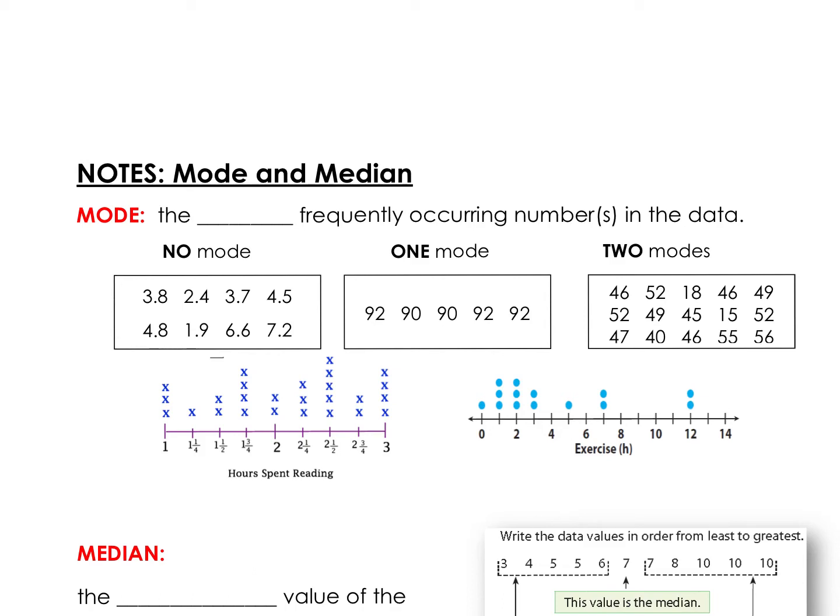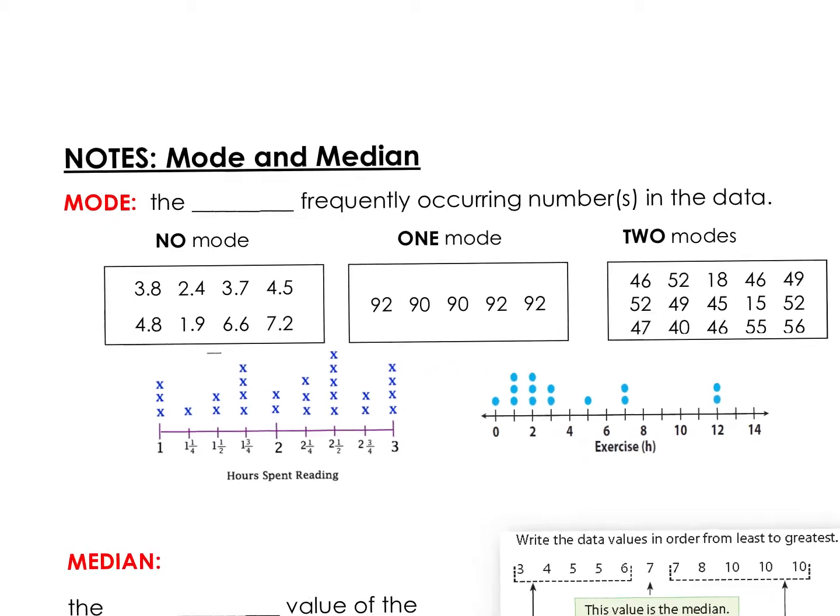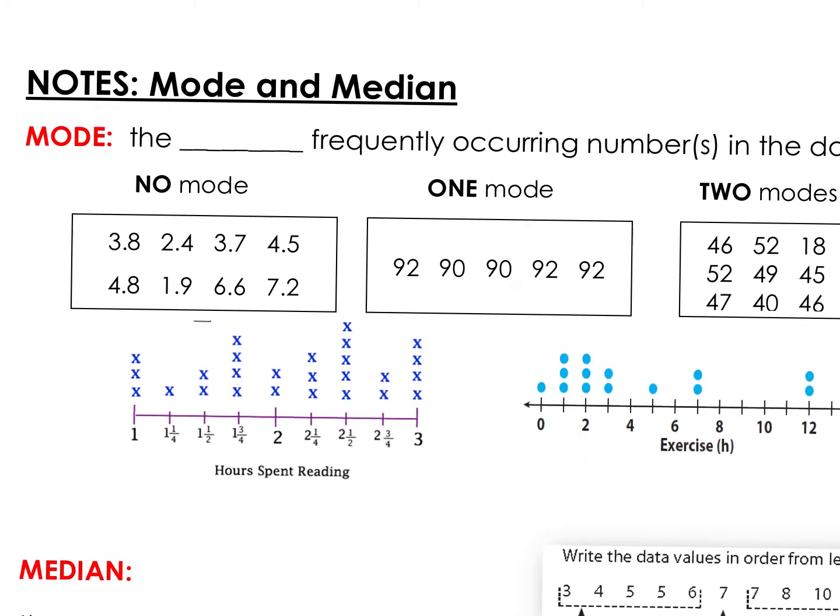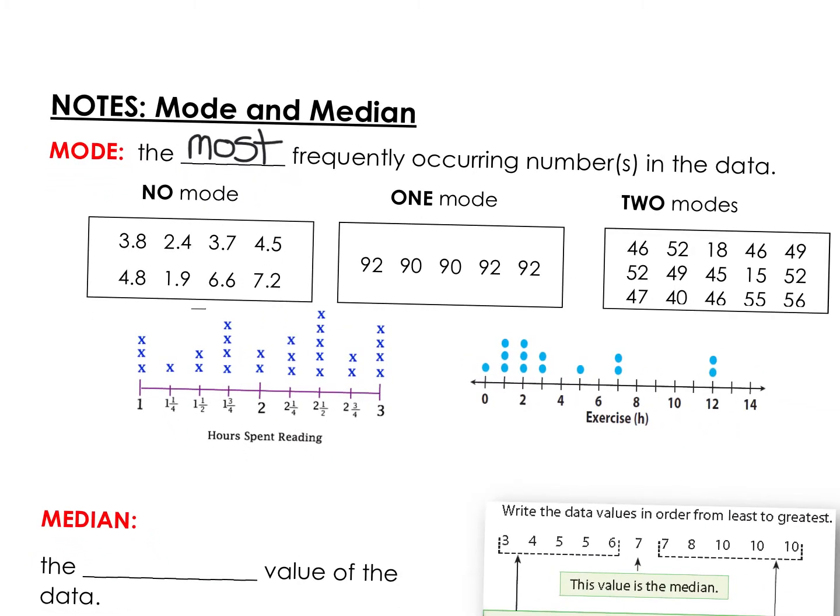All right, in this video, we're just going to go over notes pertaining to mode. So the first thing we're going to look at is mode is the most frequently occurring numbers in the data. Now what that means is that it occurs the most. It doesn't have the biggest value, it occurs the most amount of times, okay?